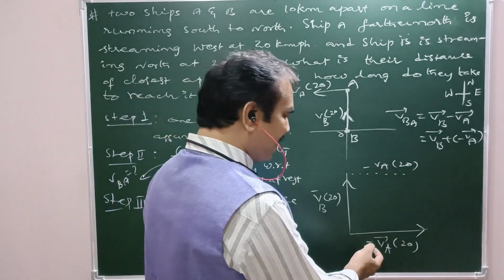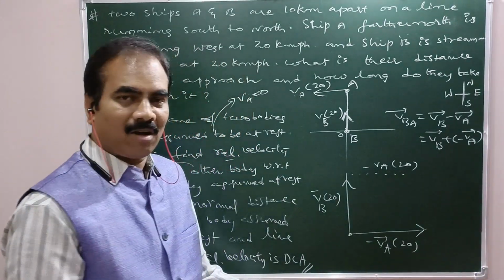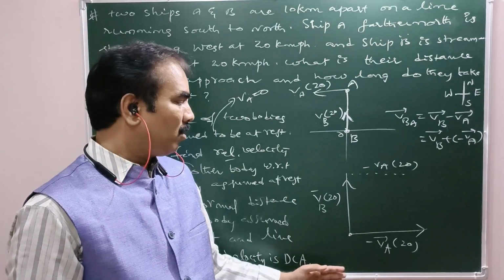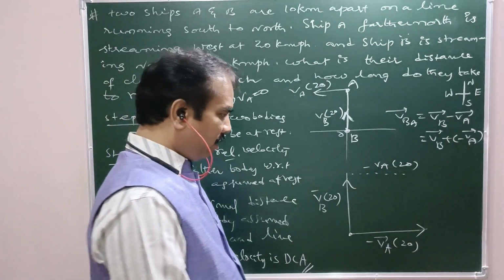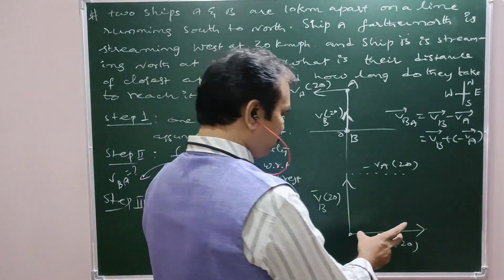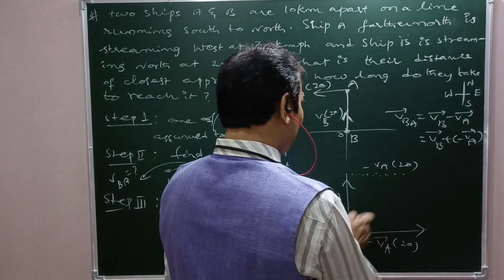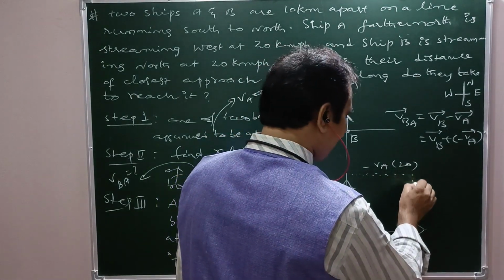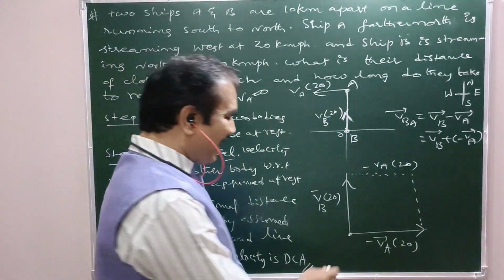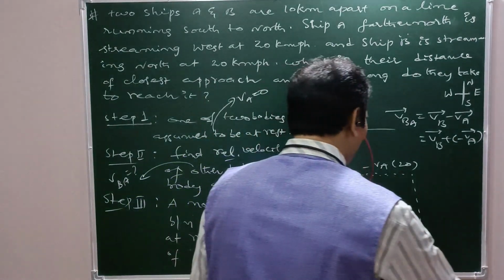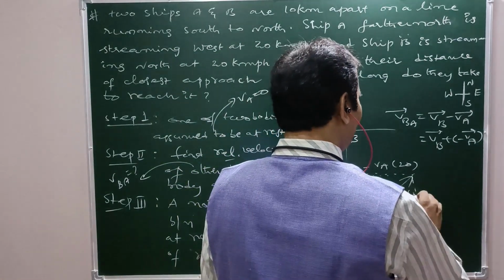VB bar and minus VA bar are joined co-initial and taken as the adjacent sides of a parallelogram. Now the diagonal drawn from the same point is the resultant. That is VBA. Now I am trying to close the parallelogram, so parallel to this side I am taking one more side here. Now the parallelogram is constructed. The diagonal drawn from the same point is the resultant, this is VBA bar.